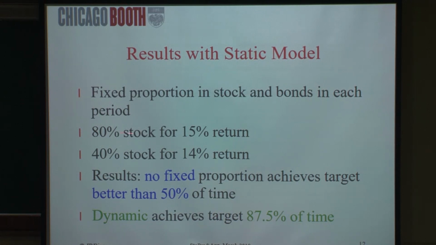If I wanted to get a 15% return, I would have 80% in stock. A 14% return, I would have 40% in stock. It turns out that there's no way, any way I do this, this is similar to my last example. Any static version of this model is never going to get you to the goal more than 50% of the time. If you always invest 80% in bonds or always invest 40% in stock, you'll never get more than 50% of the time reaching the target.